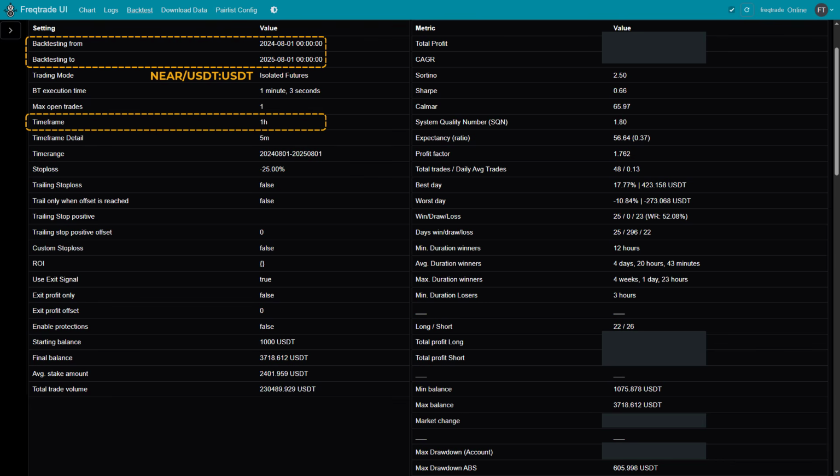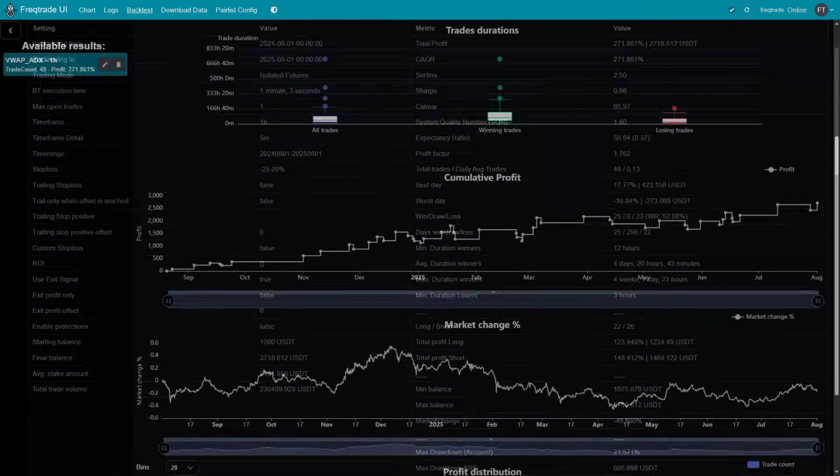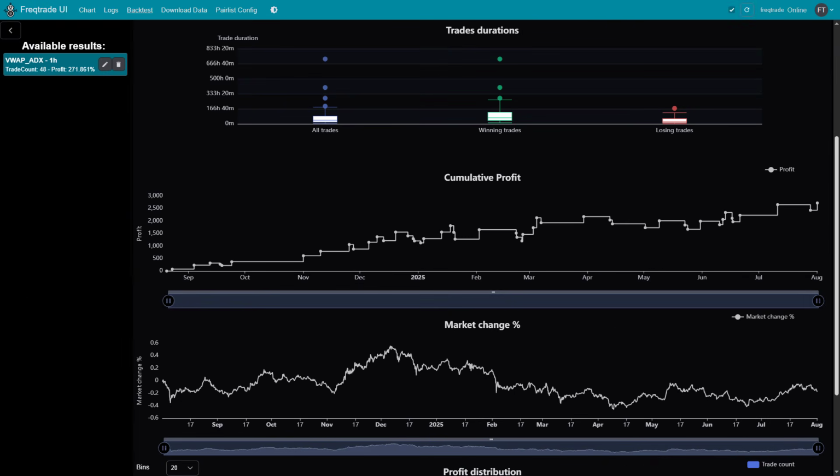The strategy achieved a total return of 270%. By comparison, the market itself saw a return of around -49% during the same period. The maximum drawdown was 21%, which shows that while the strategy did experience some retracements, it effectively managed risk and maintained overall profitability. Next, we'll review a visual summary of these results.